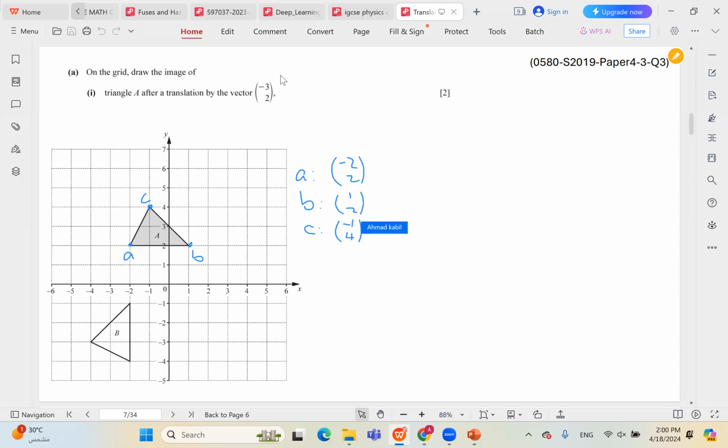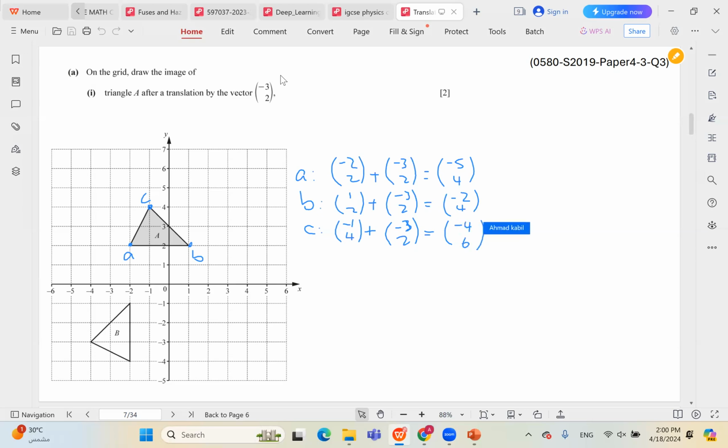In each case, we're going to add the given translation, which is -3 and 2. And then we just add the vectors together. So we have -5 and 4, -2 and 4, and finally -4 and 6.